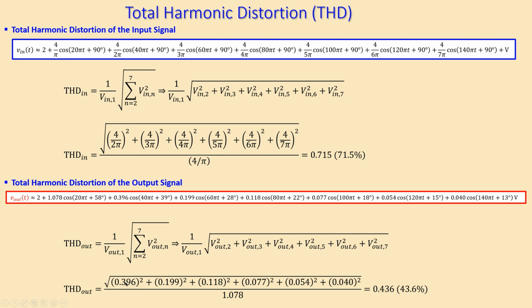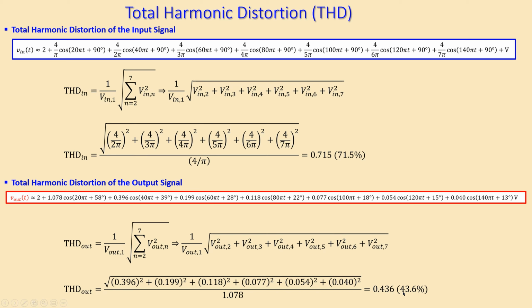This is the amplitude of my second harmonic, which is shown here. This is my amplitude of my third harmonic, which is shown here. This is the amplitude of my fourth harmonic, which is shown here. This is for the fifth, the sixth and the seventh harmonic. Using this formula for the numerator, I will divide it by the amplitude of my first harmonic at the output, and that will result in 0.436.